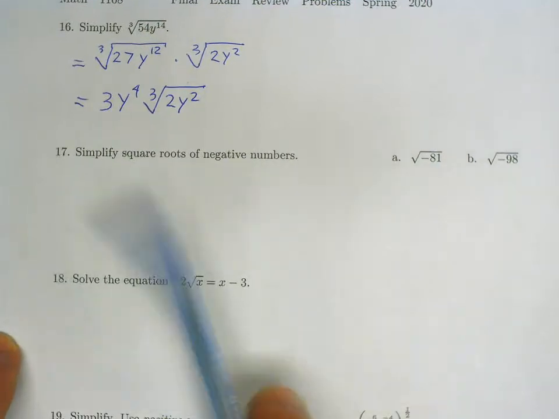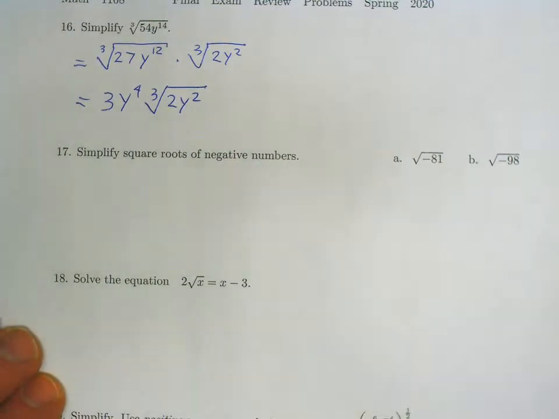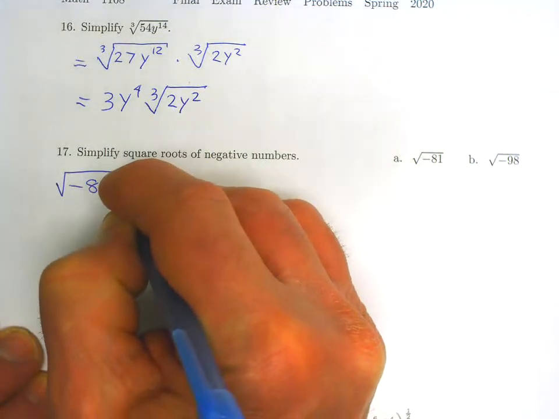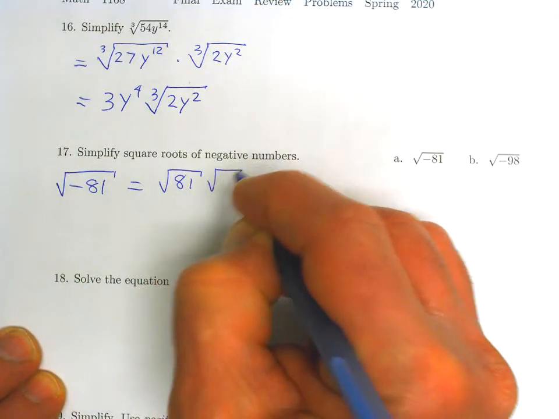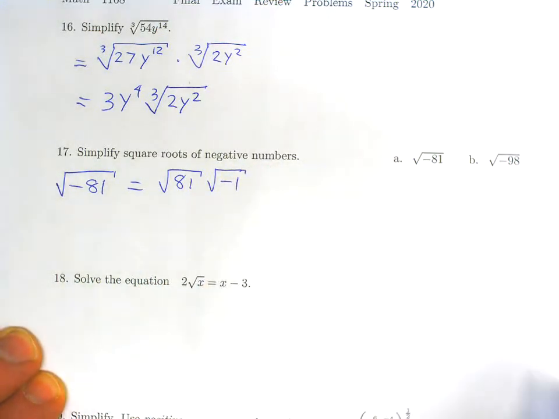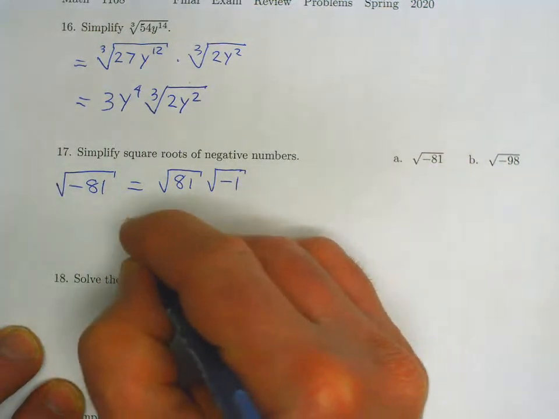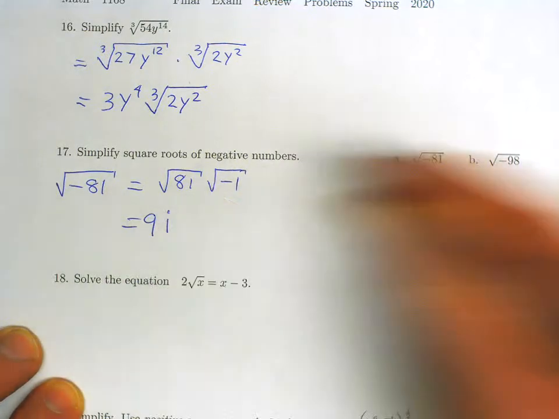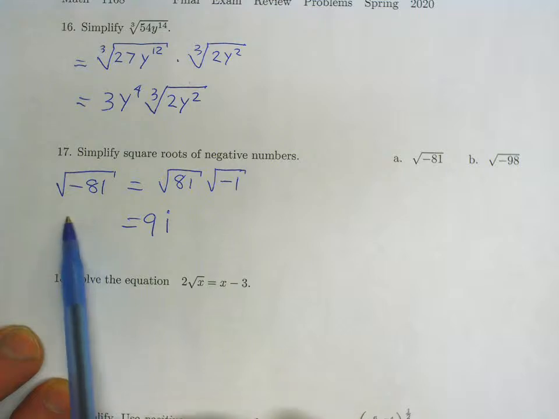Okay, now simplify the square roots of negative numbers. The square root of negative 81. Well, think of this as the square root of 81 times the square root of negative 1. The square root of 81 is just 9, and then we replace the square root of negative 1 with i. So 9i is the simplified answer.